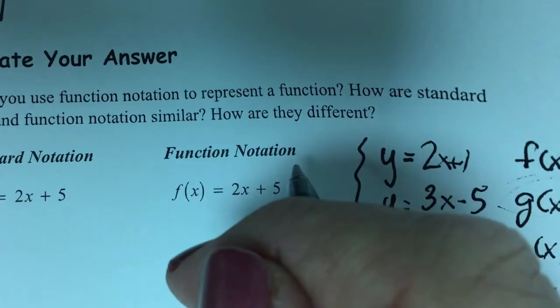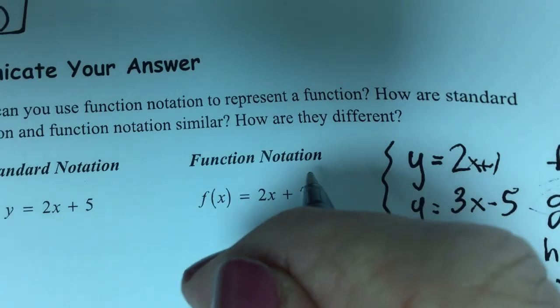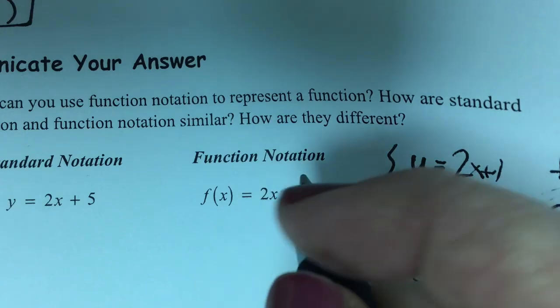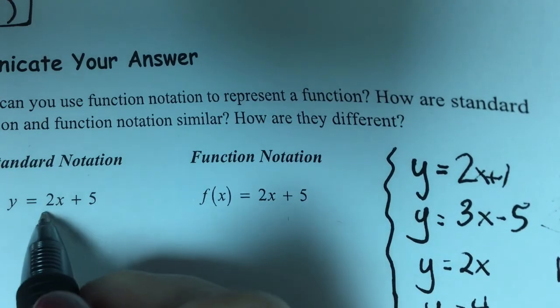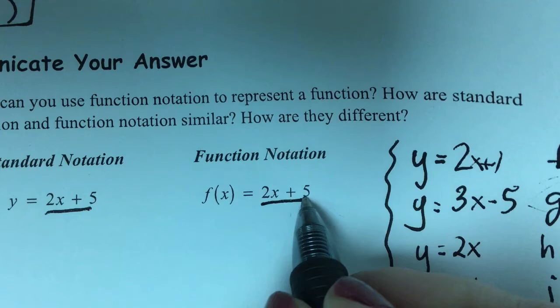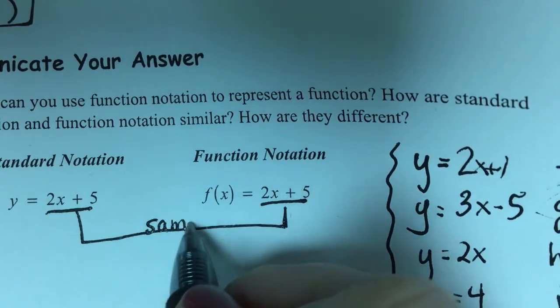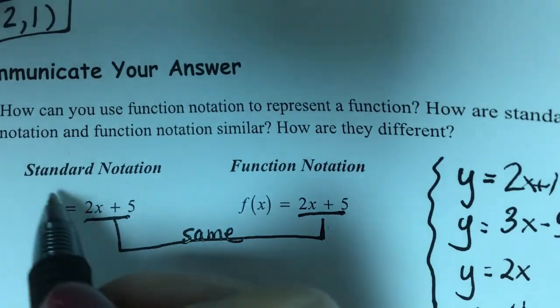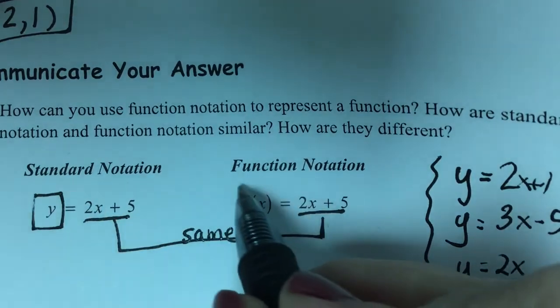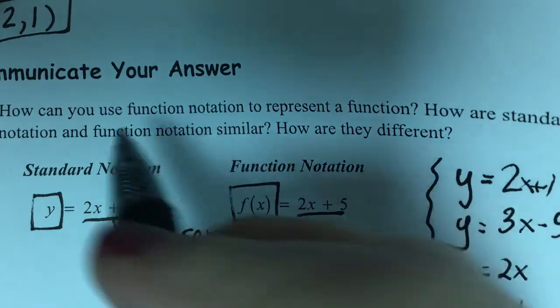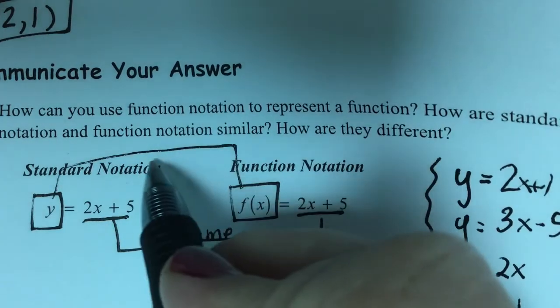It says, how are standard notation and function notation similar? Well, they're similar because, look, this expression and this expression are the same. So that's how they're similar. How are they different? Y is replaced with f of x. So that's how they're different.